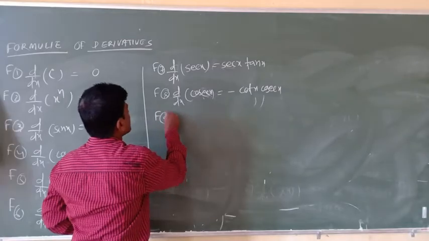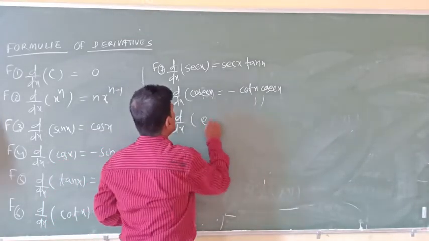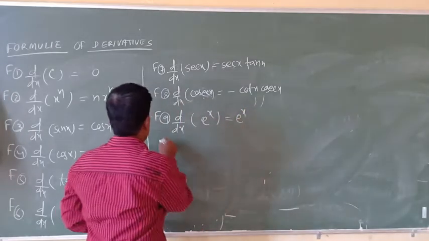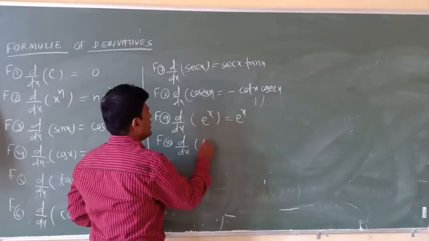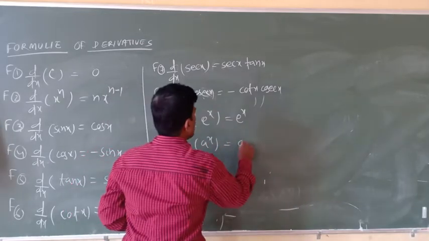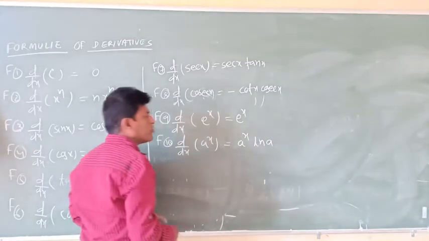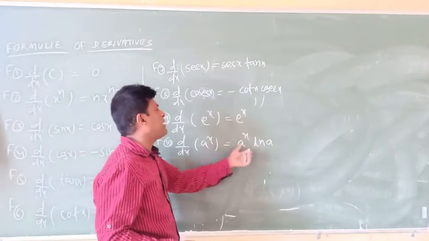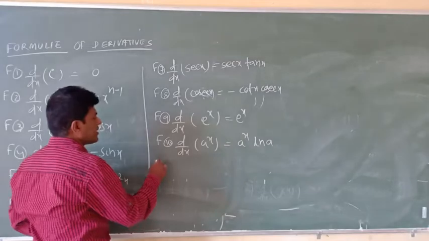Formula 9, d by dx of e to the x is itself e to the x. Formula 10, d by dx of a to the x is a to the x into ln a. Ln means natural logarithm, I already told you. If it is 5 to the x, it is 5 to the x ln 5; if it is 2 to the x, it is 2 to the x ln 2. Okay, a is any constant.